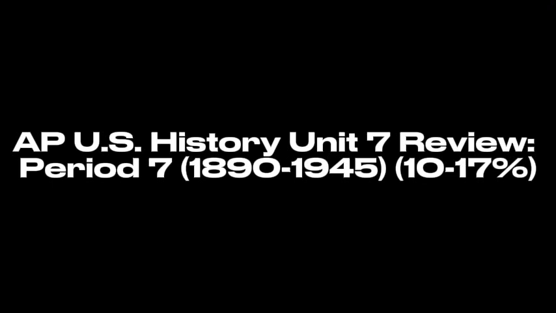And the final straw: the Zimmermann Telegram, early 1917. This was a secret, coded message from Germany to Mexico, proposing an alliance. Germany promised Mexico financial aid and help reclaiming lost territory, Texas, New Mexico, Arizona, if Mexico attacked the U.S. Wow. Okay, that brings the threat right to the border.